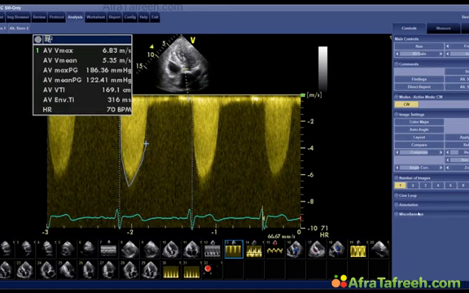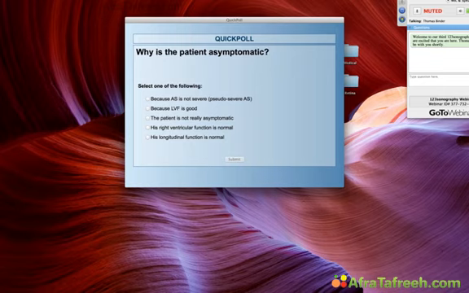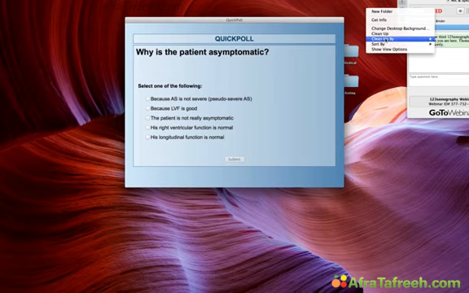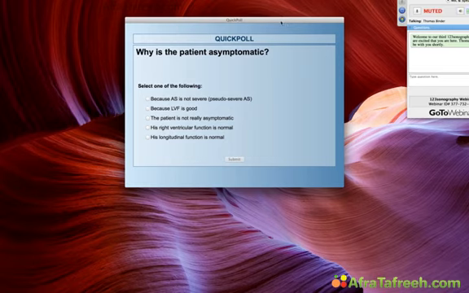But my question to you now will be, why is the patient asymptomatic despite the severity of aortic stenosis? Is it due to the fact that the patient has pseudo-severe aortic stenosis, whatever that is? Is it because left ventricular function is actually poor? Is the patient not really asymptomatic, but he's just telling us something which is not true? Maybe it has to do with right ventricular function? Or is his longitudinal function normal?